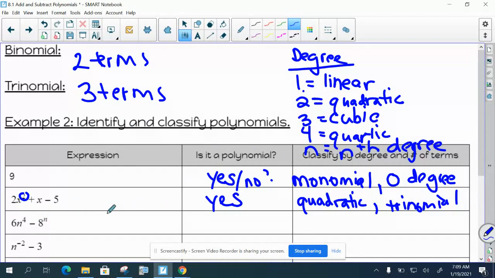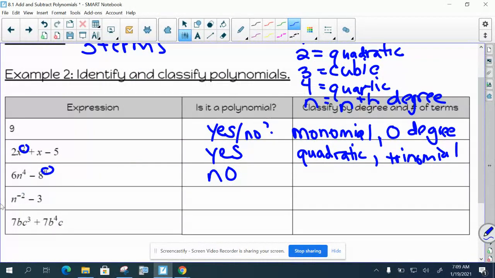Right here, this would not be a polynomial because you have n, a variable, in the exponent. This next one will also be no because you have a negative exponent. This one is yes.